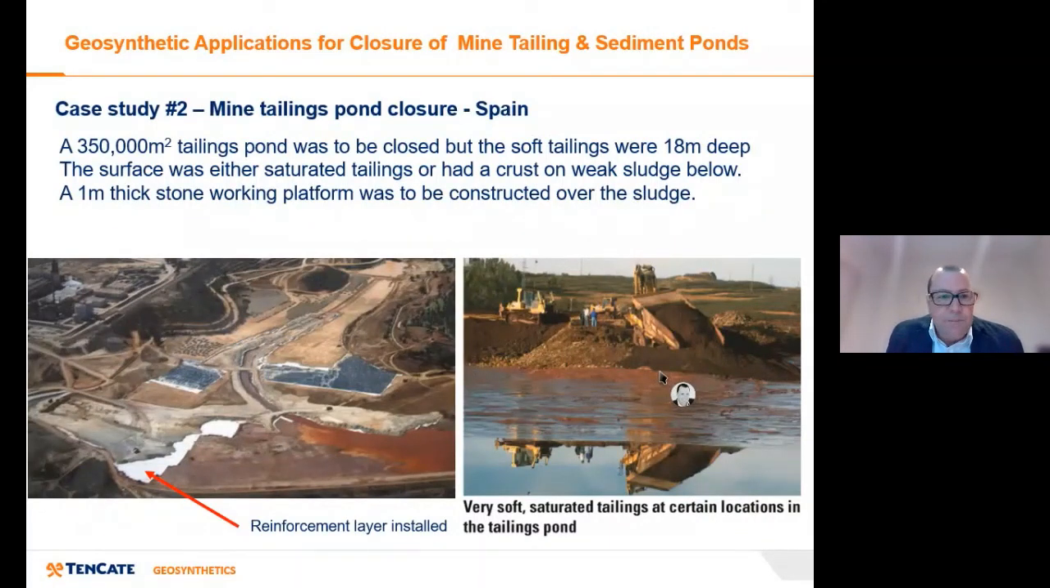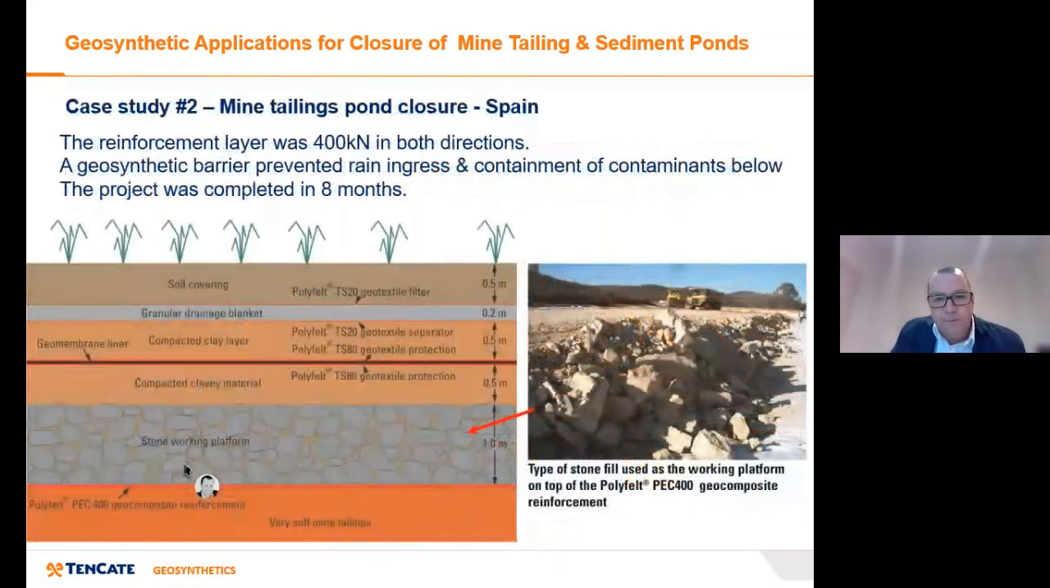Another example is in Spain, a tailings pond that was being closed, a reasonably large one at 350,000 square metres. You can see there that the material was very soft, and they were going to build a 1 metre thick working platform on top. So this is a bit of an aerial shot showing the reinforcement layer being installed. This is the cross section, so a 400 kilonewton reinforcement layer, 400 kilonewtons in both directions, with a 1 metre stone working platform.